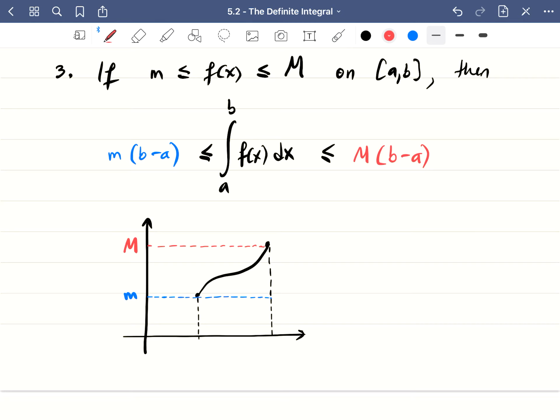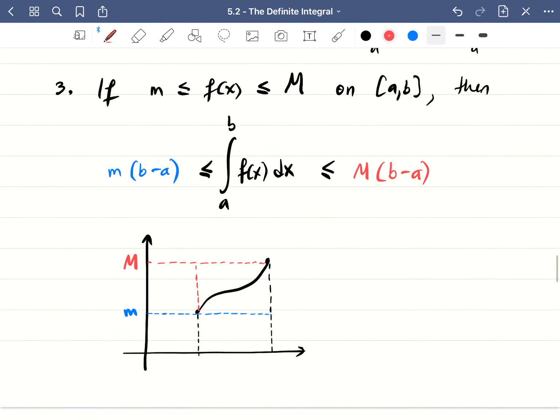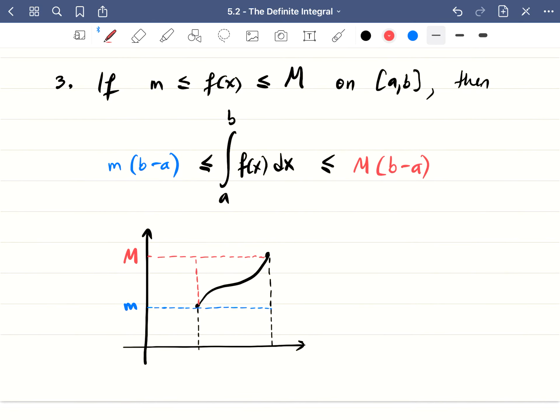Then this theorem here, let me make also a box here. Now this statement number 3 says that the area under this curve here is bigger than this area here, which is given by this value, but smaller than the area of this rectangle, which is given by this value. So let me highlight them.